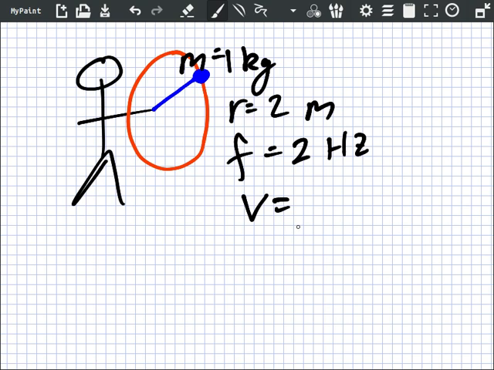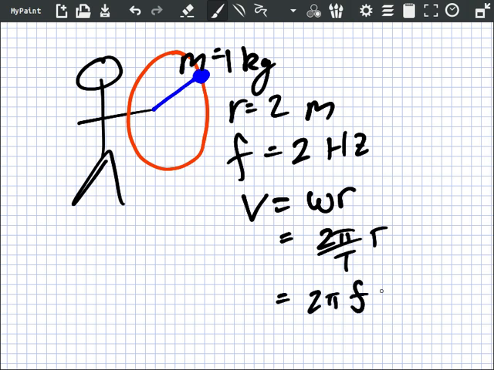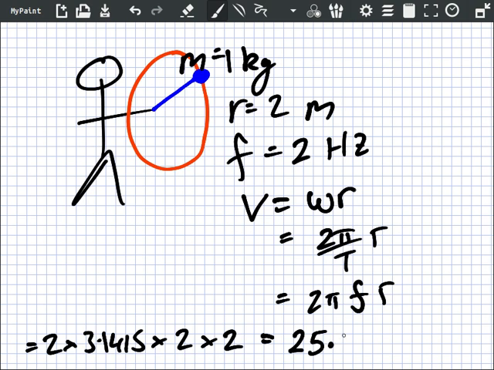You got the answer? V is equal to omega. Omega is 2 pi over T, or T is 1 over f, so that's 2 pi f. So that would be 2 times 3.1415 times 2 times 2. What did you get? About 20, is it? 25.1 meters per second.